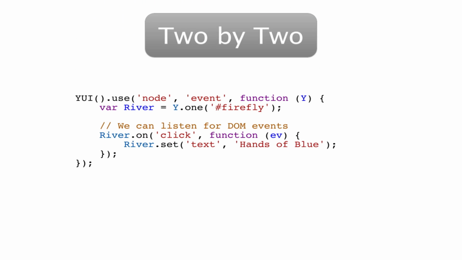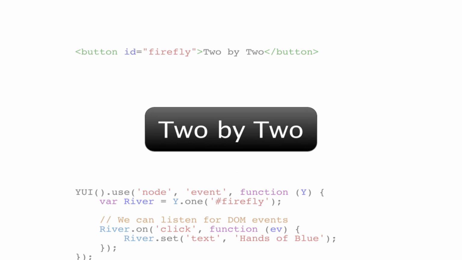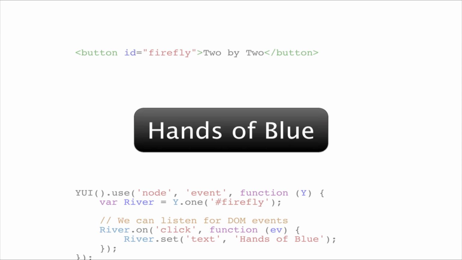Here's the JavaScript we're going to run. Nothing too complex, but we'll take a look at what it does in just a minute. First, we want to see what happens when I click 2x2. Okay, it changes to hands of blue. Any Firefly fans out there will instantly recognize this.